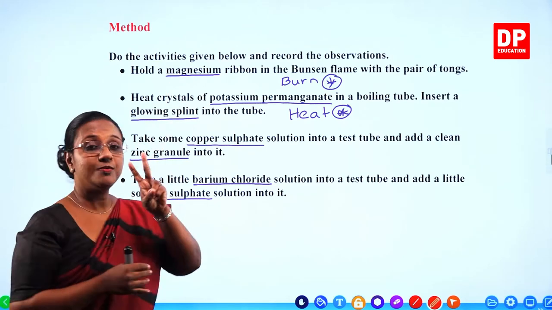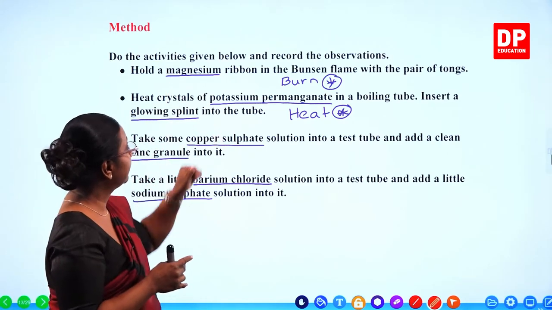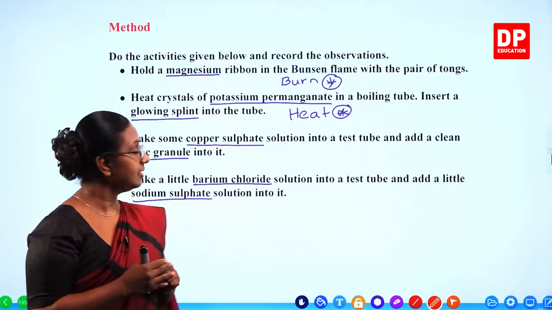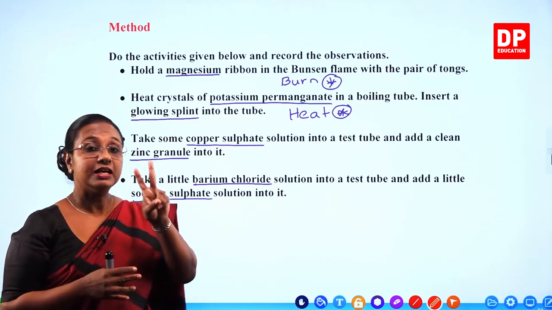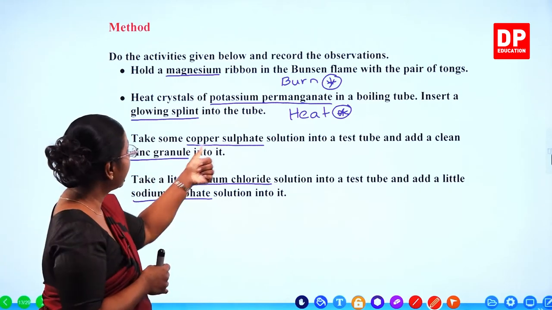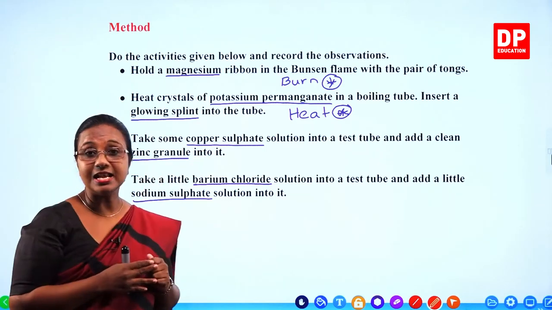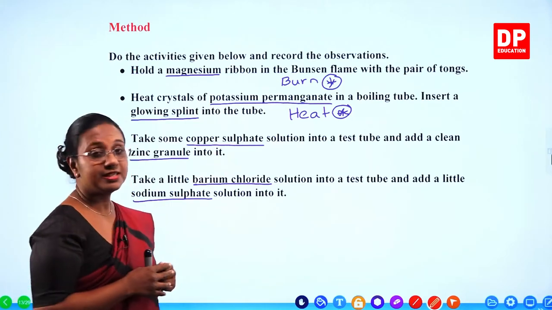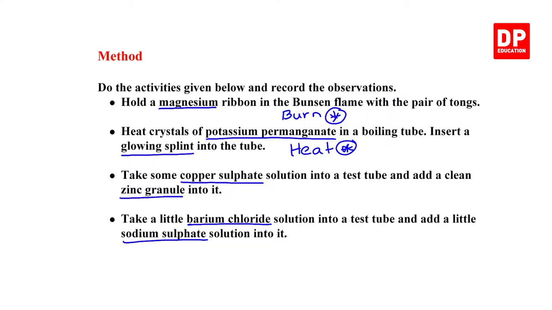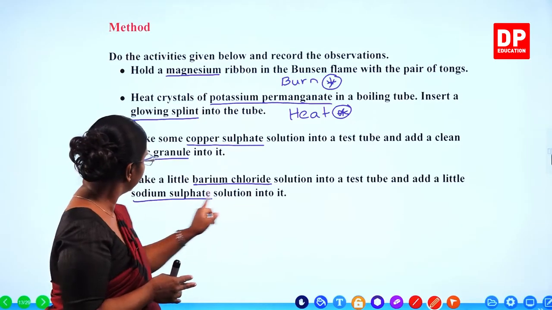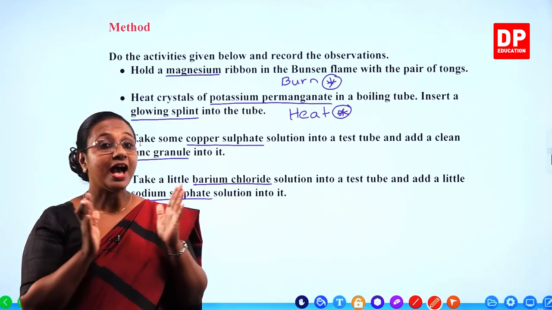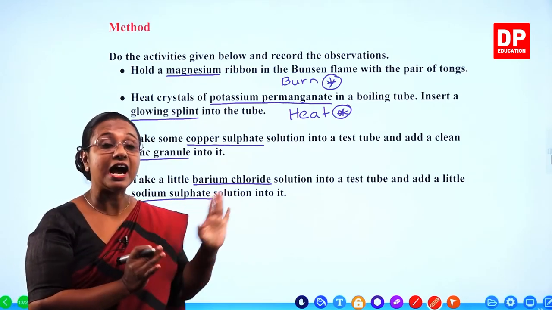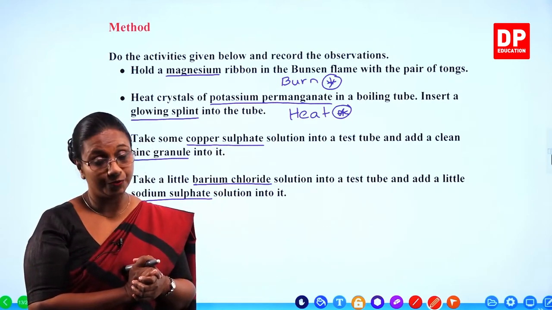So in the first one, we have two reactants. In the second one, we have just one reactant. Then in the third one, copper sulfate and zinc. Again, two reactants, but one is a compound and the other is an element. Copper sulfate is a compound, zinc is an element. In the fourth one, barium chloride and sodium sulfate, both are compounds. I'm sure now you get an idea as to what we are trying to do.